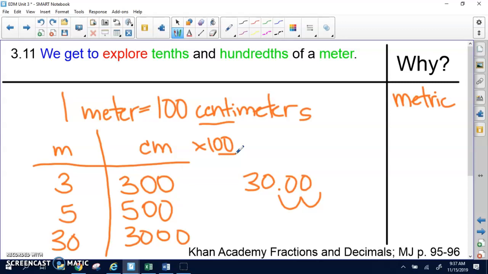You're putting 2 zeros on the left side of the decimal, right? Okay. Does that make sense? Good. Yes.